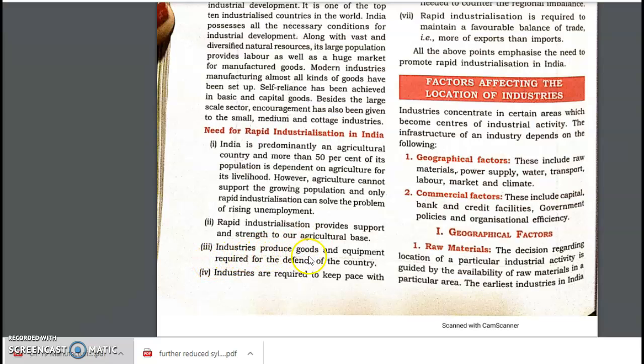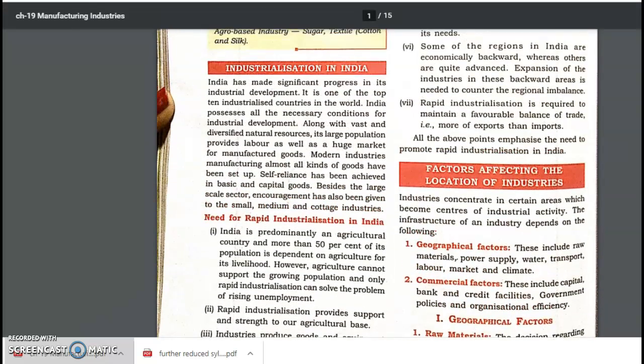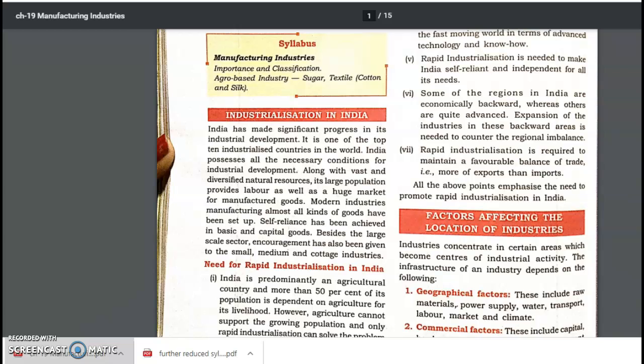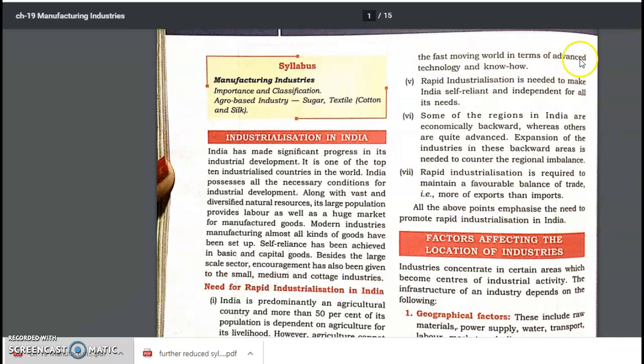Industries produce goods and equipment required for the defense of the country. That is why industrialization is important. It is the need of the hour. Industries are required to keep pace with the fast-moving world in terms of advanced technology and know-how.